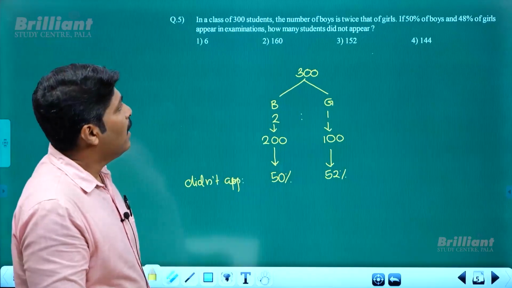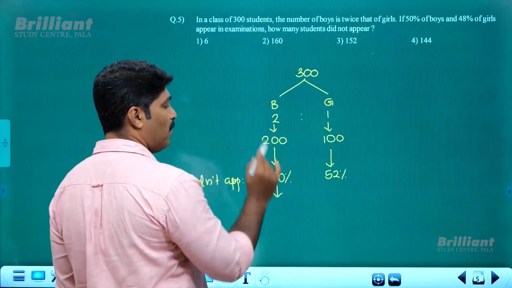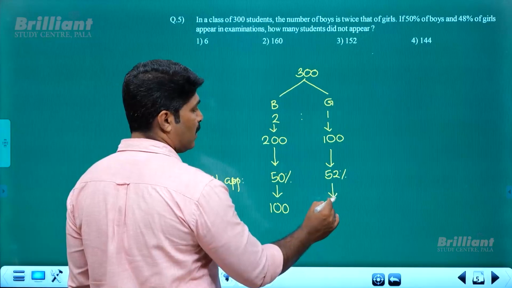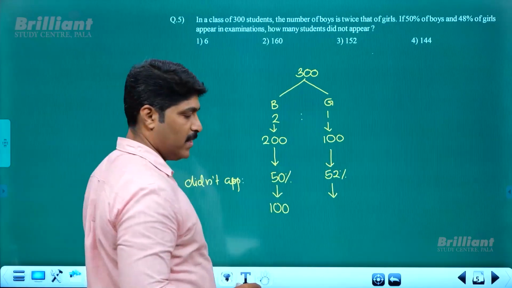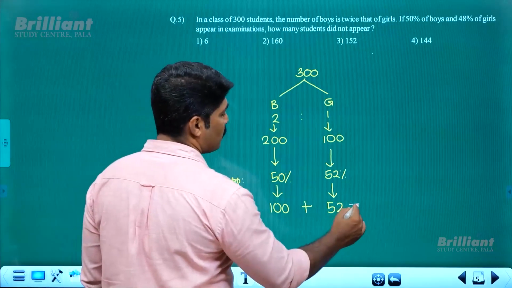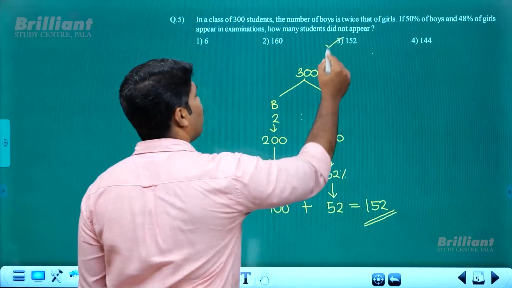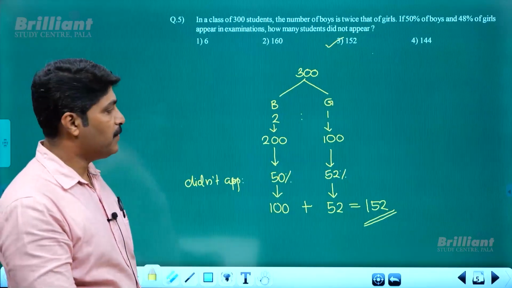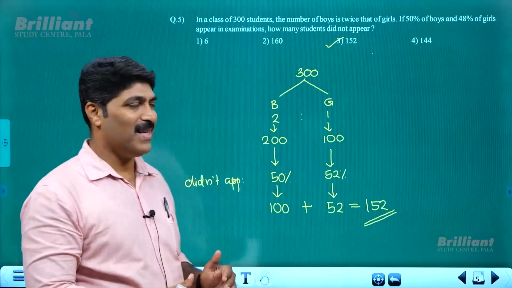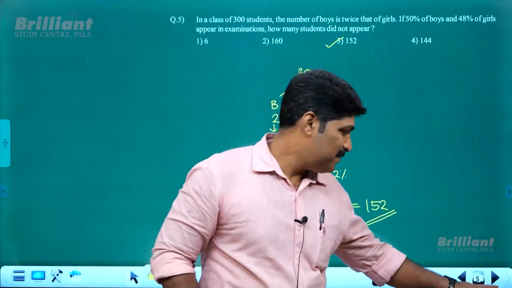Here this is 50% of 200. 50% of 200, so that's equal to 100. Here this is 52% of 100, so that is 52. We need to find out the total strength of the students who didn't appear in the exam from this class. That's equal to 152. That's a simple way to reach the conclusion here. You have to understand the distribution of boys and girls from this class as per the given data. Then after that, we have to apply the percentage concepts there.